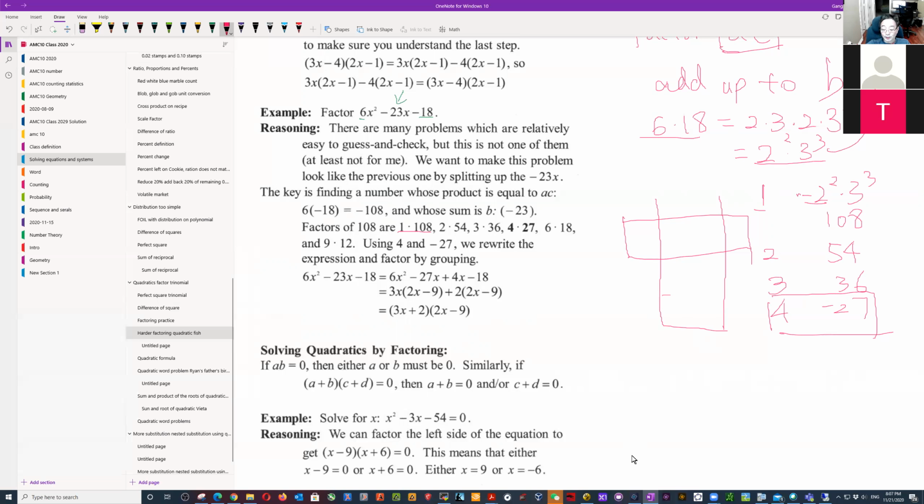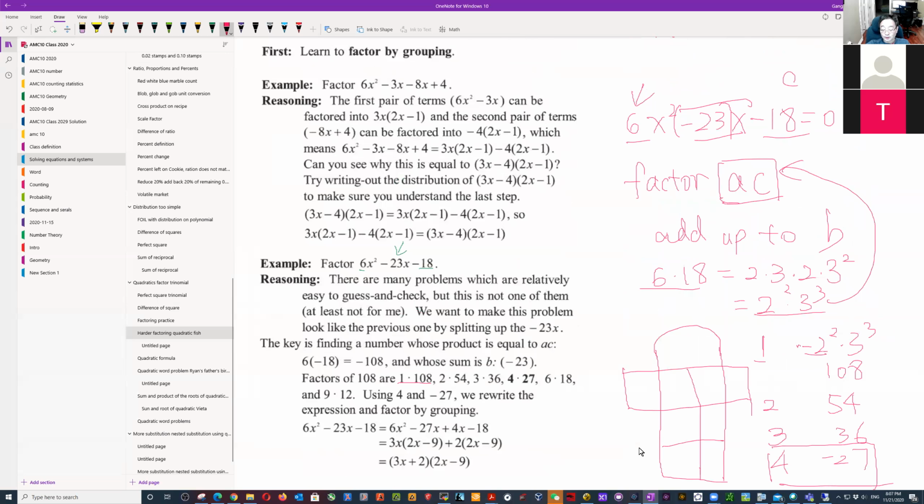I actually use this format myself. I call it a quadratic fish, it looks like a torpedo or whatever. So you can fill in those numbers. You can double check it this way. This is going to be A, this is going to be B, this is going to be C. So A is 6, B is negative 23, and C is negative 18.